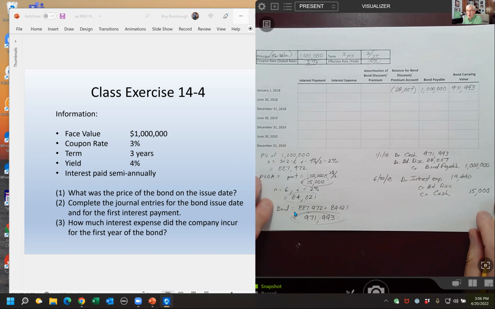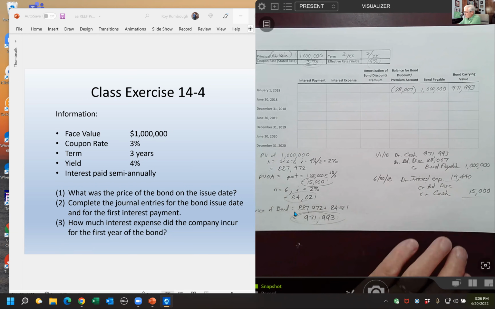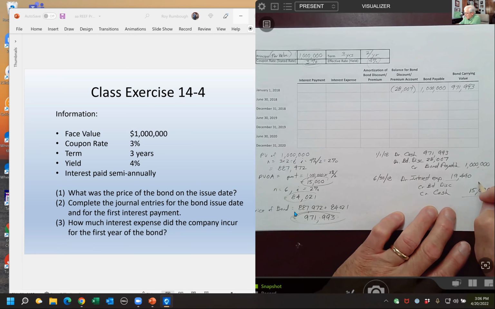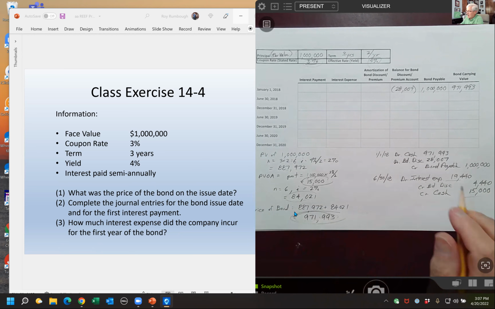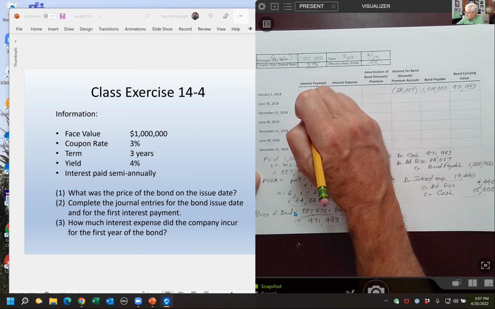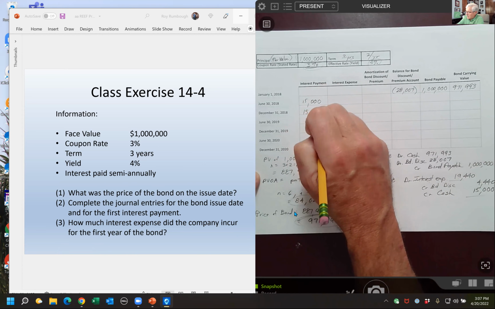So again, step one, take care of your cash. That's what we know. We've already done that in the annuity calculation. Step 2, get your interest expense. In the amortization, it's just the plug to get your debits and credits right, or the difference between the interest expense and the bond discount. That's going to be 4,440. We know the interest payments are 15,000 every period.